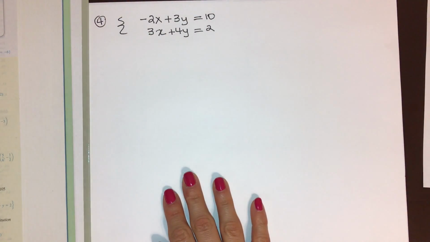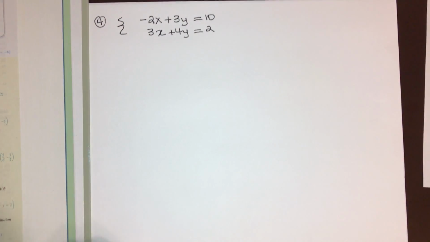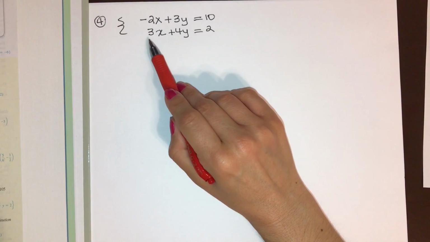Let's look at the last example. Our like terms are lined up, so that's good. We do need to determine which variable to eliminate. In this example, we will have to multiply both equations in order to solve by the addition method. I will choose to eliminate x only because the numbers are smaller. And notice that this is -2 and this is 3.